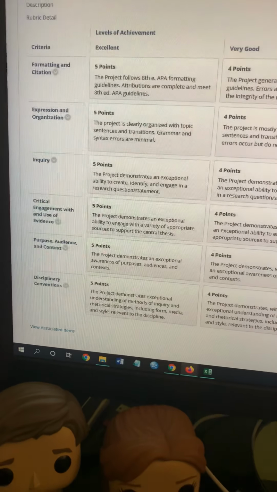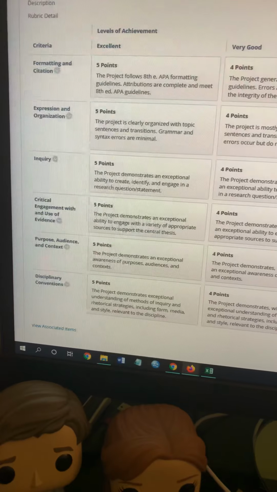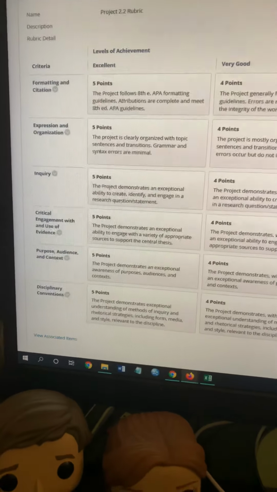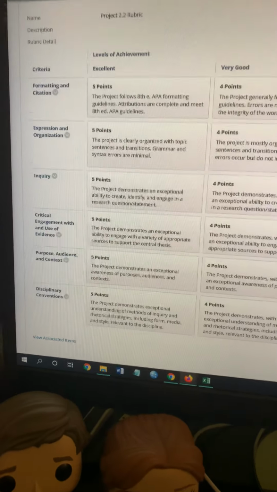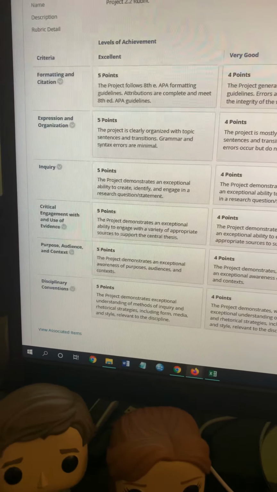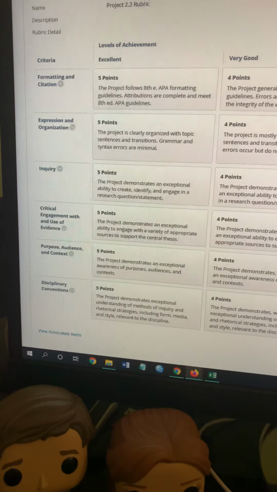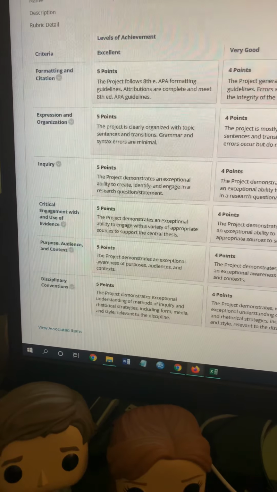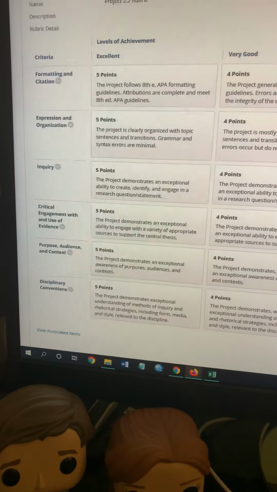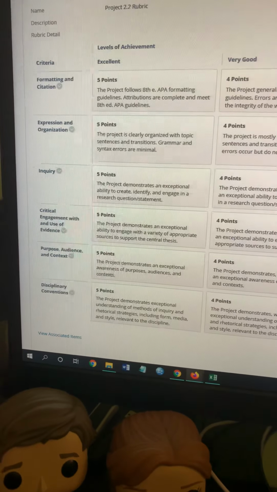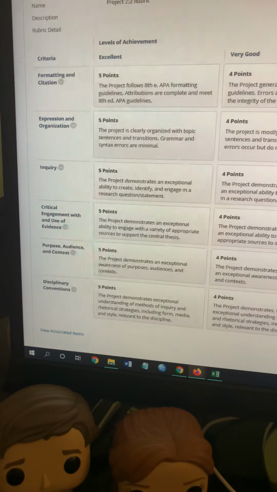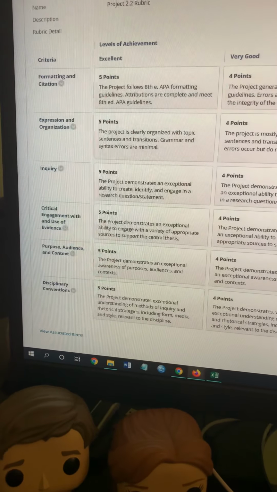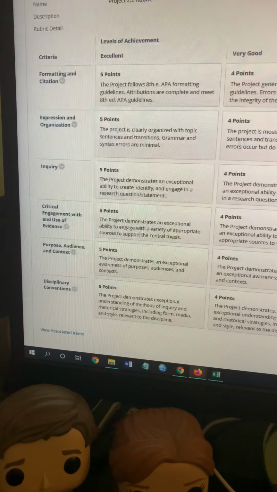So for formatting and citation, this project follows 8th edition APA formatting guidelines. Attributions are complete and meet 8th edition APA guidelines. So notice there that I'm specifically saying that we're following 8th edition APA. That means if you're following 7th edition APA, you're going to get some points docked. So please do, again, guys, I can't encourage you enough. Go to Purdue Owl, check out the new APA. That's the formatting that you need to be following. So please do that. If you follow it very, very closely, you're going to score very highly in this particular category.